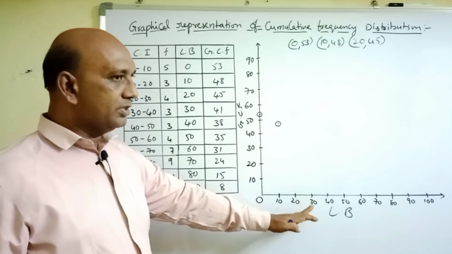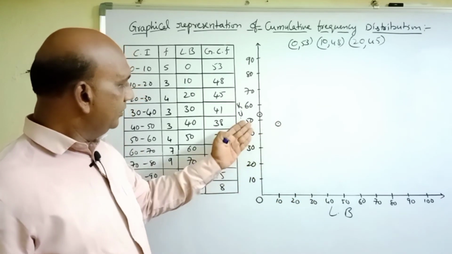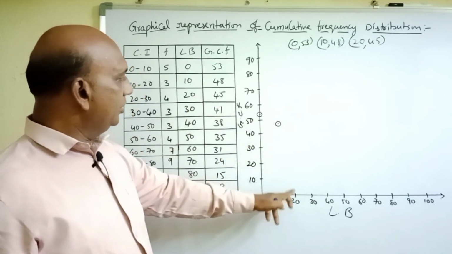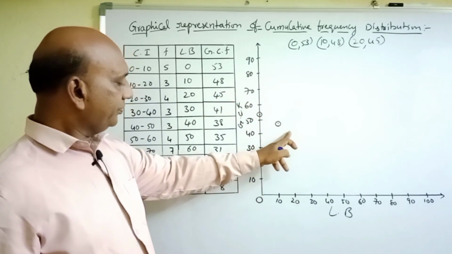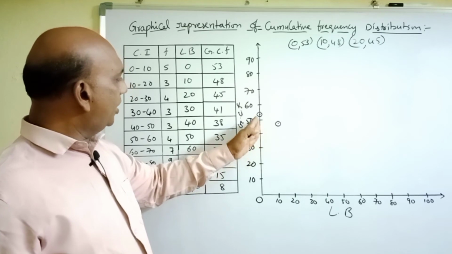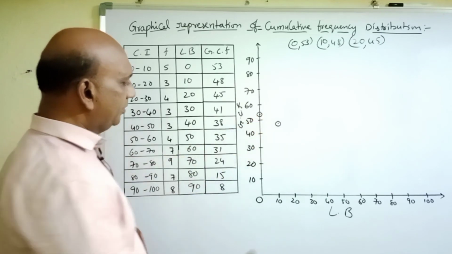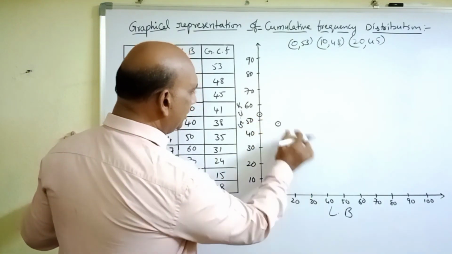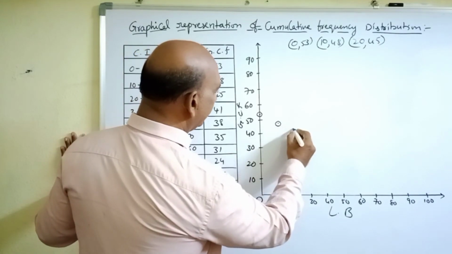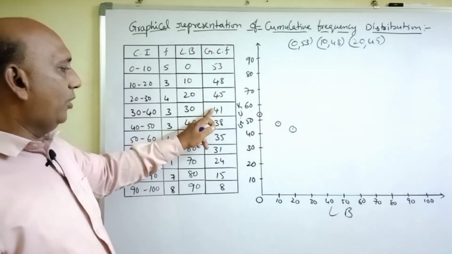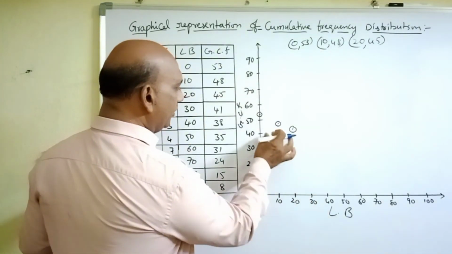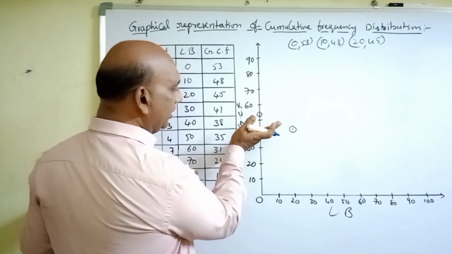So the perpendicular distances from 30, that is 20 and 45. So from here 20, and 45 means between 40 and 50. So from these two points we will get the point of intersection of 20 and 45 here. And then 30 and 41. This is 30 and 41, meaning just above the 40, that is 41.